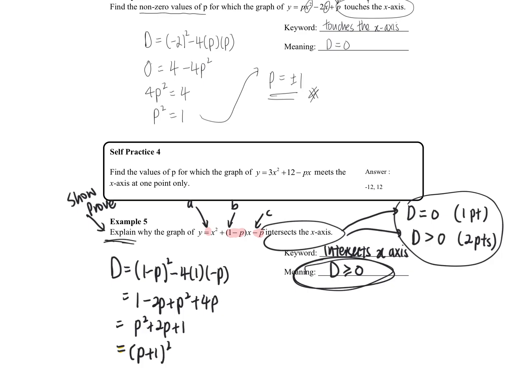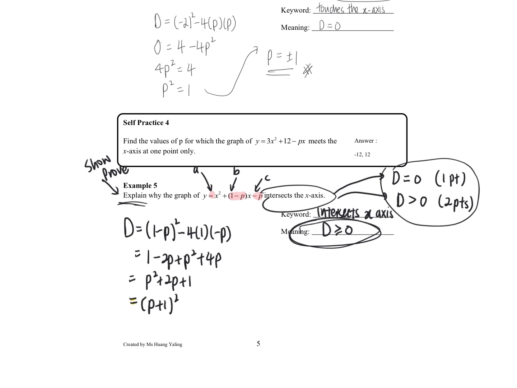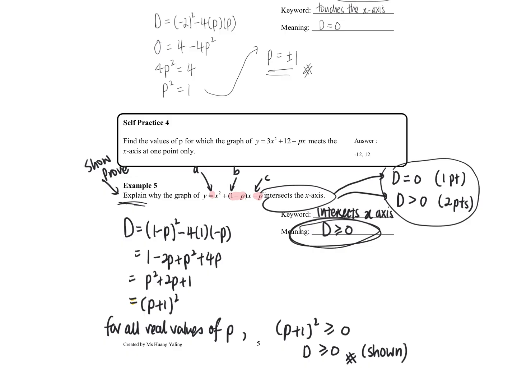Remember, we complete the square, then we always prove something. Anything bracket square is always greater or equals to 0, right? So you use the most powerful thing that you know for all real values of P. This one is P, you use P, you don't write X. Where is the X from? So use the variable that is there. Then you say P plus 1 square is greater or equals to 0. Therefore, D must be greater or equals to 0, shown. Okay, you can have a concluding statement saying that hence the graph intersects the x-axis.